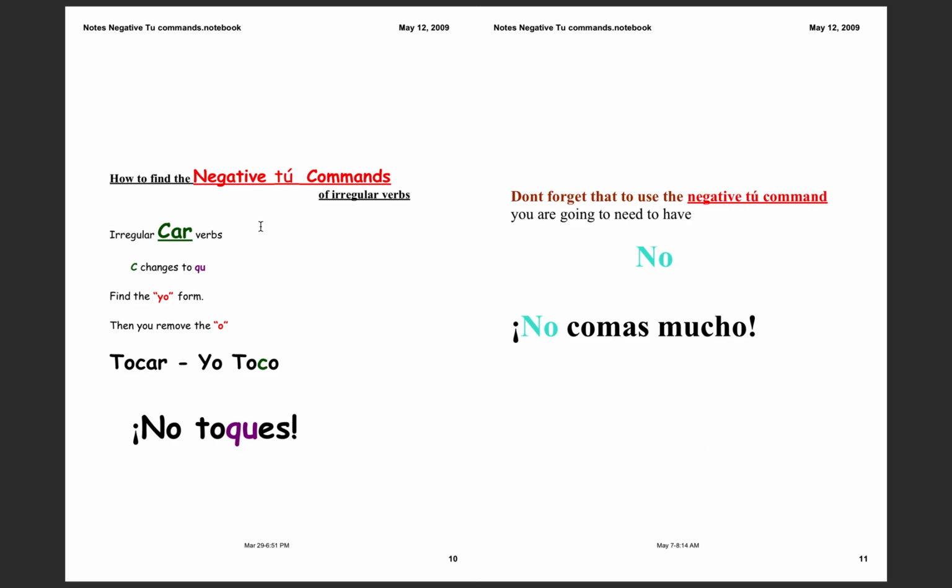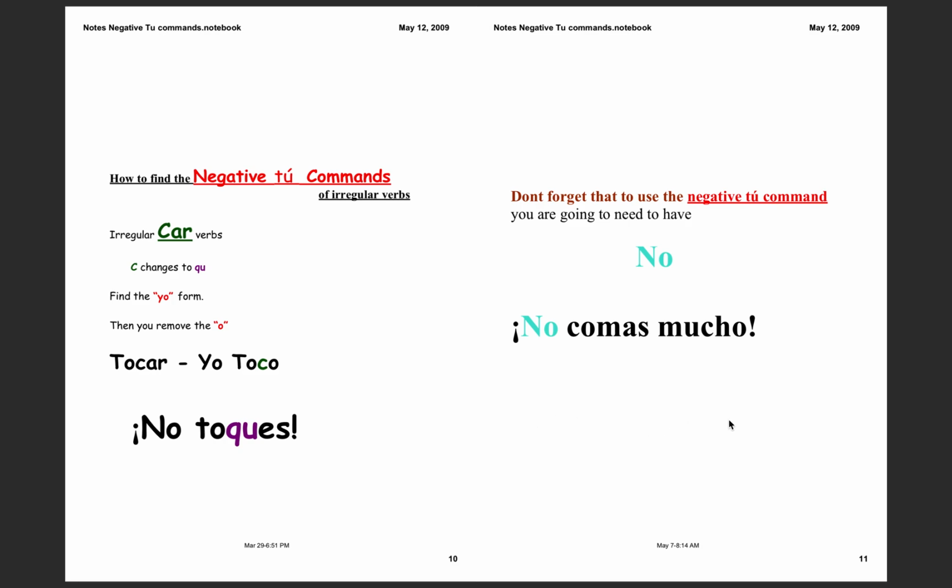Also, one thing we got to remember is our car, gar, zar verbs. Those come back into effect. So like tocar. Well, we're going to change the ending to es right here. Well, it won't be pronounced toques unless we make the C to a QU like you did in the preterite tense. No toques. You have to change the C to QU. If you don't, it's going to be no toses. And we lose that. Okay.